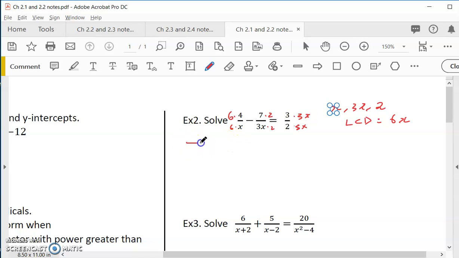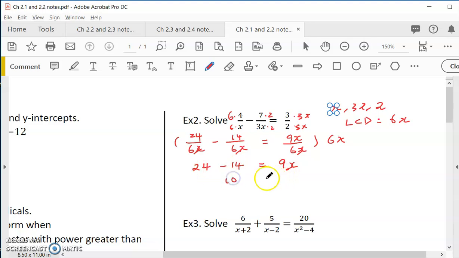So just pretend that you're trying to add them. So you have 6x, 24, minus also 6x. Just pretend that you're trying to add them. 14 equal to 6x. 3 times 3x is 9x, right? So then you say, well, now I'm going to multiply by 6x. So all of the denominator goes away. So you would have 24 minus 14 equal to 9x, because then all this goes away, right? All this goes away. So 24 minus 14 is 10. And then that is equal to 9x.